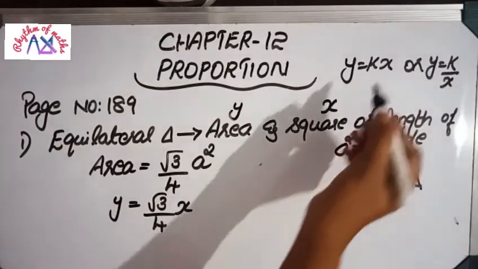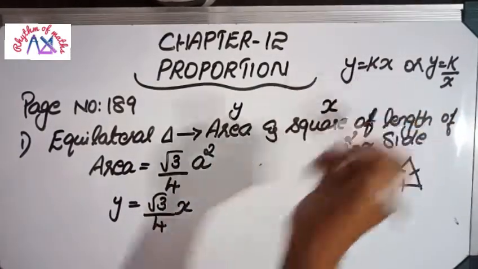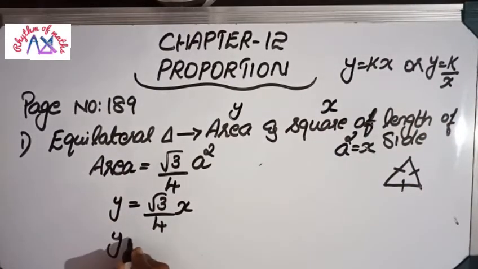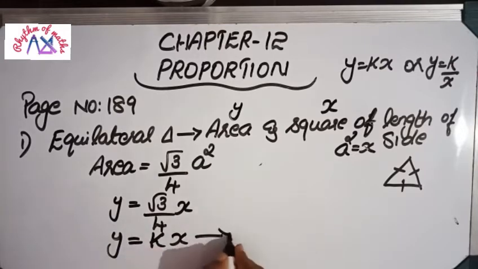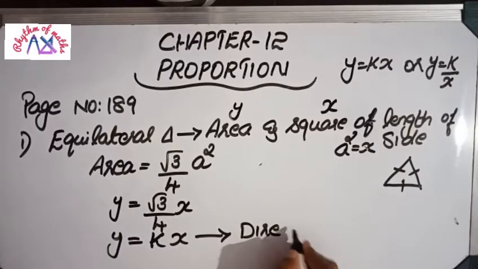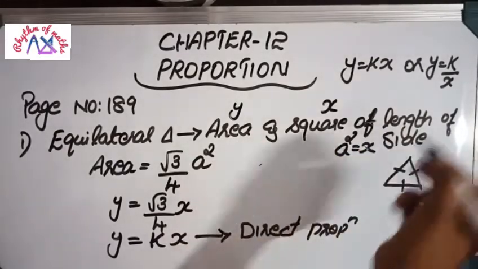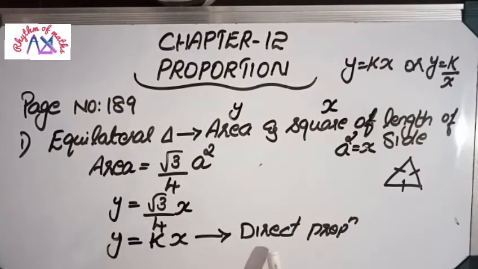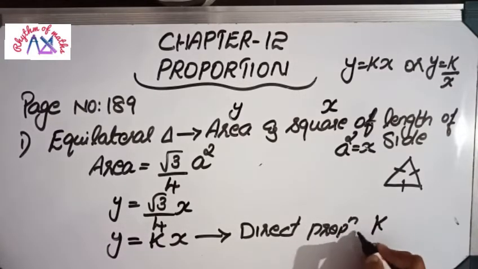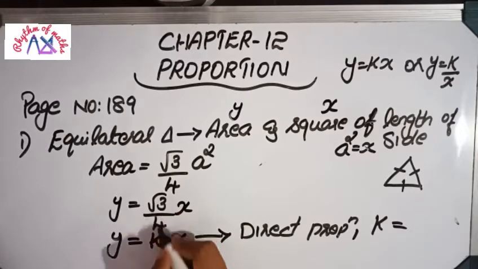Now check, is it of the form of any of these? Yes, y equal to kx form. So this is of the form y equal to k into x, that means direct proportion. Area and square of the length of a side are in direct proportion. And what is the constant of proportionality? k equal to root 3 by 4.